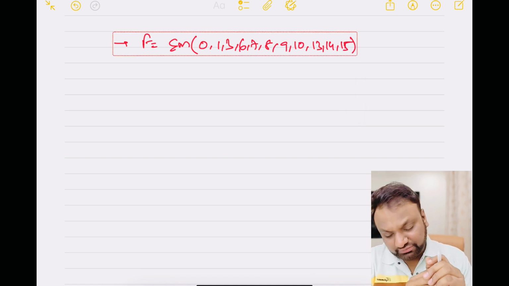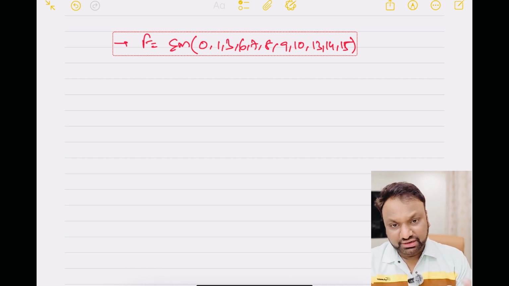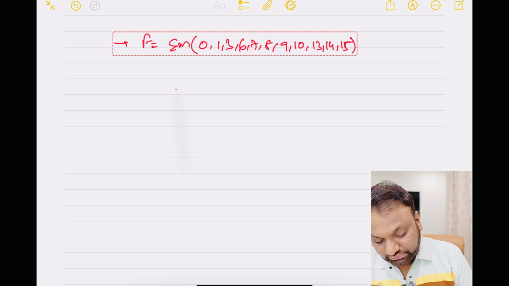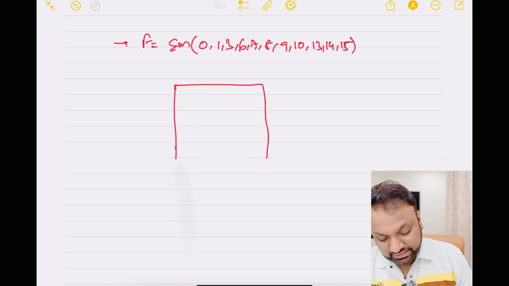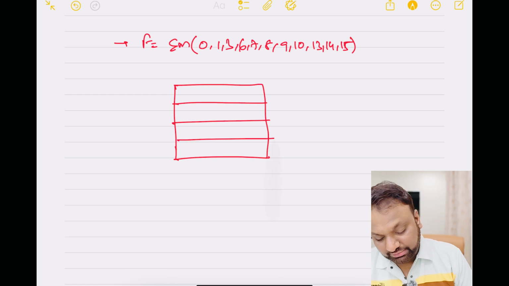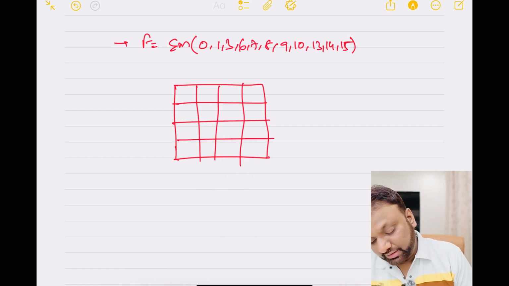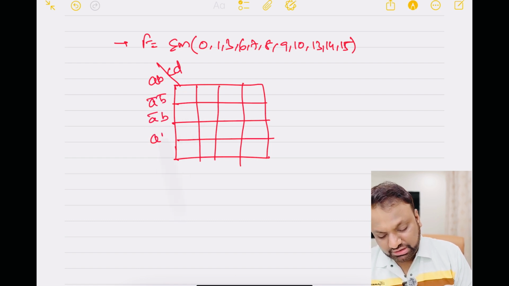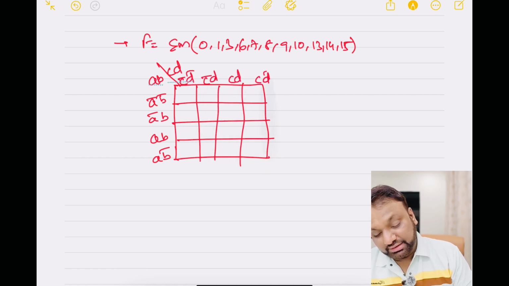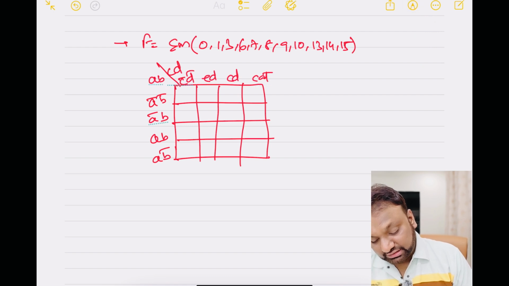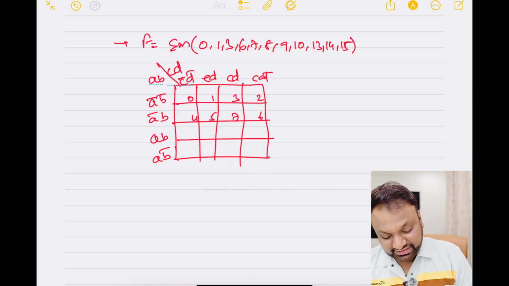So first of all we need to plot it and then we will try for mapping. You see here, this is my K map, a 4 variable K map. This is A B C D: A bar B bar, A bar B, A B, A B bar, and C bar D bar, C bar D, C D and C D bar. What are the numberings here? 0 1 2 3, 4 5 6 7, 8 9 10 11, 12 13 14 and 15.